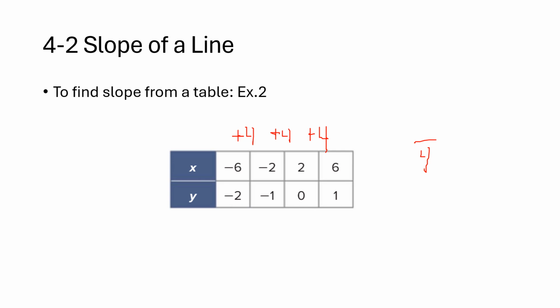Now let's do the same thing for our y's. From -2 to -1, that's +1. From -1 to 0, +1. From 0 to 1, guess what? +1. So our constant change in y value is 1. So our slope should equal 1 over 4. Our rise is 1, and our run is 4, so 1 over 4. And you would just leave that as 1/4 because that's as simple as it gets.